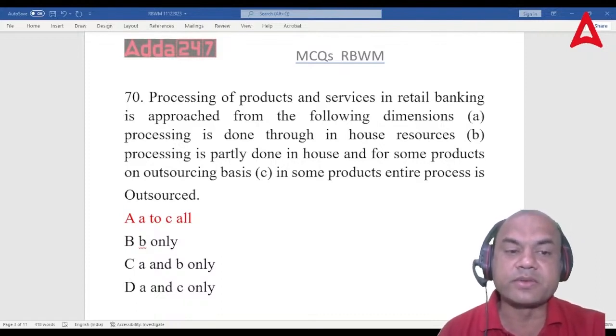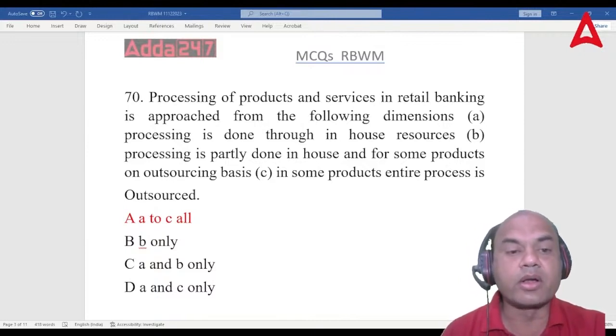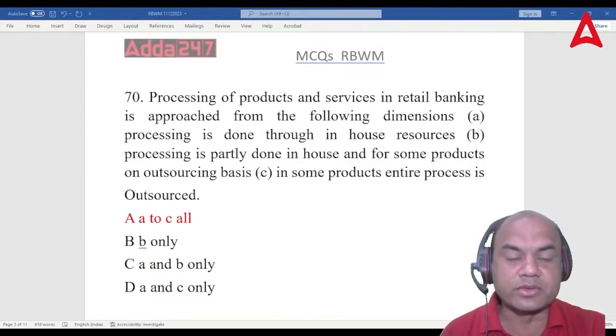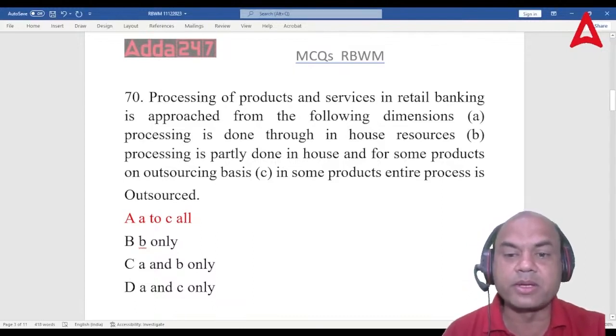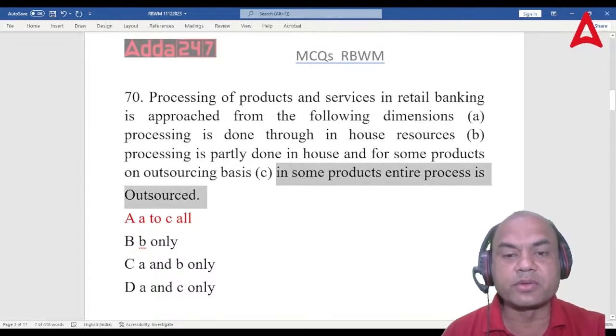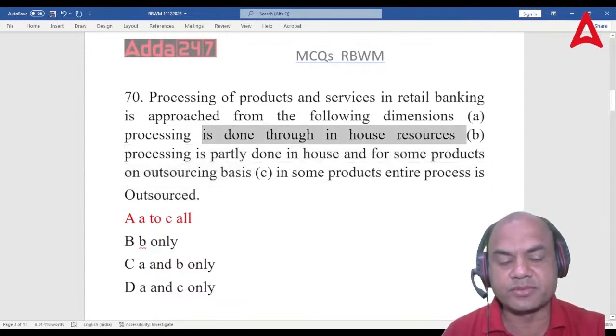Processing of products and services is approached via complete in-house or partial outsource, or it is complete outsource. In foreign banks, they do complete outsource. See this. In foreign banks, they generally do complete outsource. This is done in Indian private banks, and this is generally done in nationalized banks in-house. Okay.